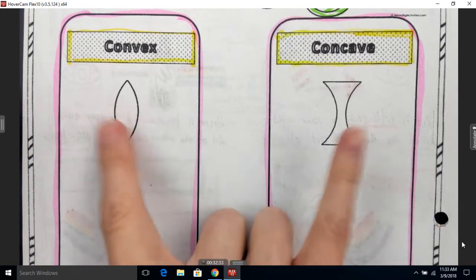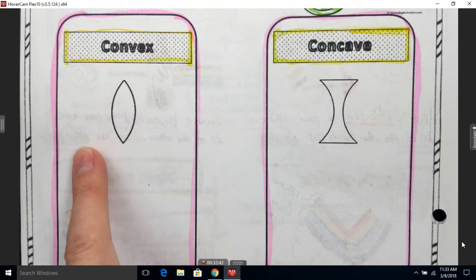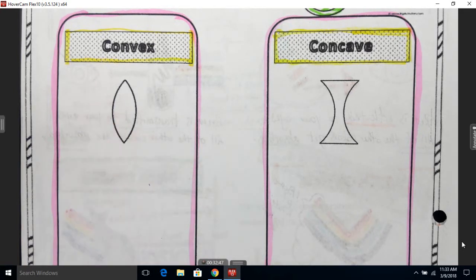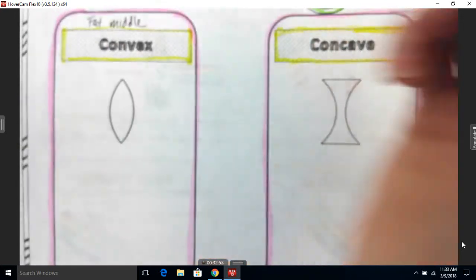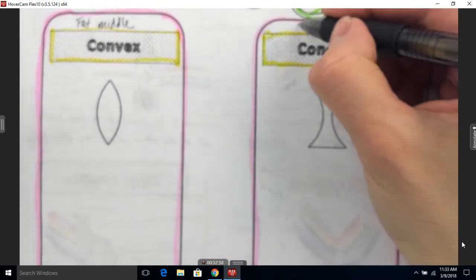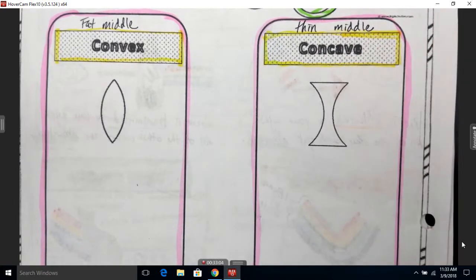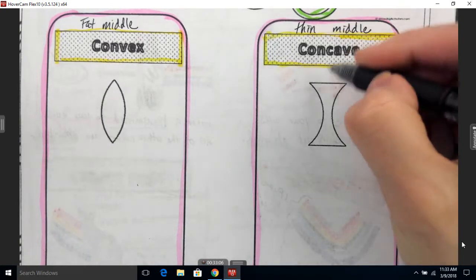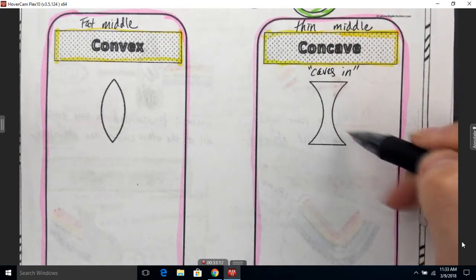So what do you notice about their two shapes? One's oval shaped, like an eye, and then one's like curved in. Okay. So convex is the one that is fat in the middle, and concave is thin in the middle. And it's exactly what he said. Concave caves in. Okay?